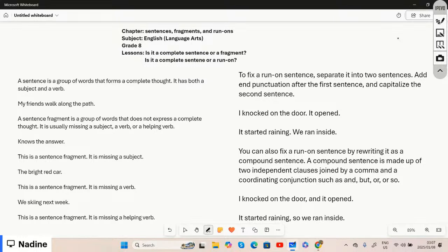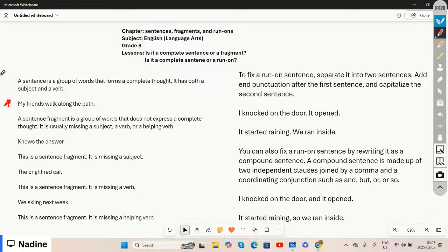If we look at an example of a sentence, it says, my friends walk along the path. Our subject is my friends, and our verb is walk, or we can say walk along the path. That shows it is a complete sentence. That sentence has a subject and it has a verb.